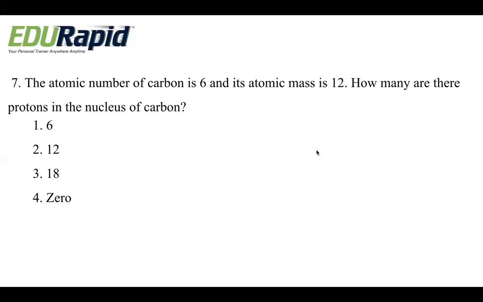So what is atomic number? It is nothing but the number of protons present in an atom. So they have given us atomic number, what is it? 6. And they are asking how many protons are there in the nucleus. So it is as simple as the answer is 6. Right? Since we have atomic number 6, they are asking the protons. So it is directly related. Number of protons is nothing but the atomic number.